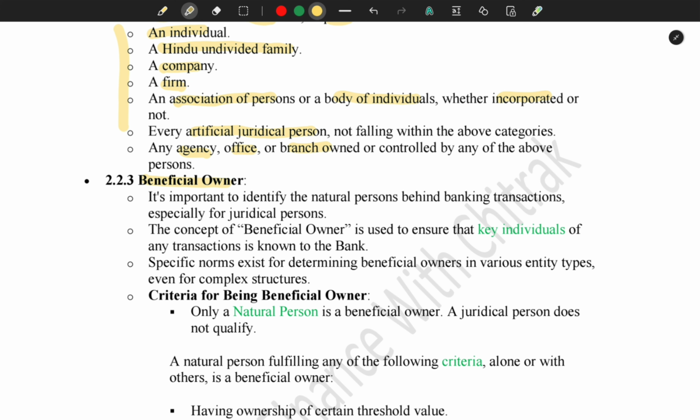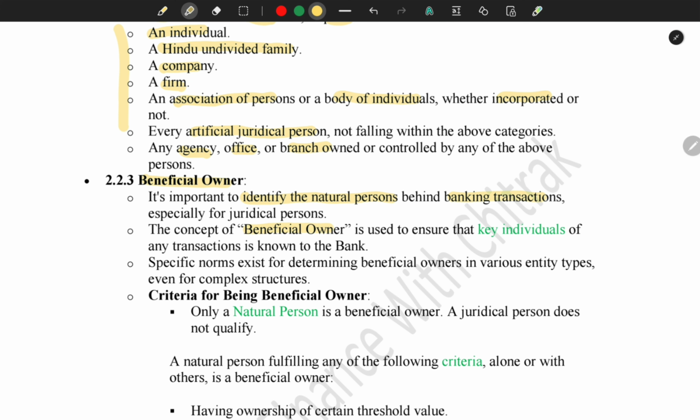What is this? Let's understand. There is a firm which has around 30 members and it transacts through the banking channels. So it becomes important to identify who is the natural person or who is the owner or the main person who is in control of the firm. So that person is actually behind the banking transaction, and it becomes important for the financial institutions to know who those natural persons are.